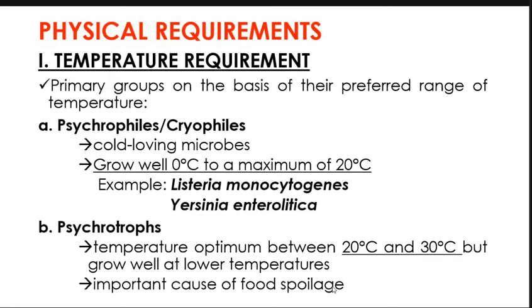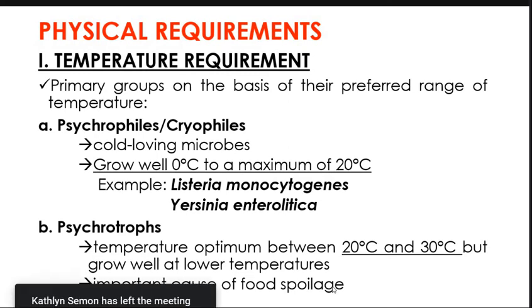That's why, when we say psychrotrophs, we're talking of the requirement for growth. They are an important cause of food spoilage because they grow well at that temperature. When food is left outside, going back to spontaneous generation and the germ theory of disease, when you put your food outside at room temperature, that's an optimal temperature for the growth of these psychrotrophs. That is why food spoilage occurs, because of the growth of these psychrotrophs.